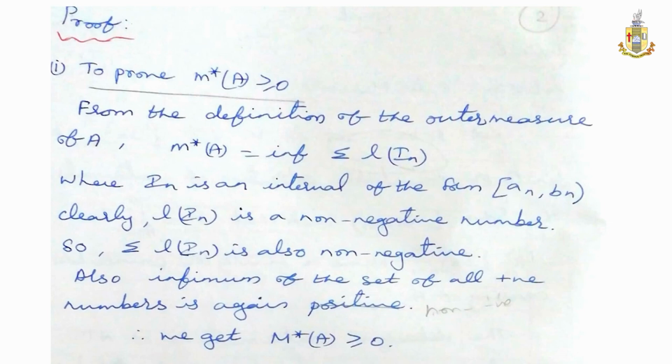First portion, to prove m star of A is greater than or equal to 0, from the definition of the outer measure of A, we know that m star of A is equal to the infimum of summation L of In. And In is an interval of the form closed [an, bn]. So the length of this interval will be a non-negative number. So taking summation of L of In is also a non-negative number. And taking the infimum of the set of all non-negative numbers is again a non-negative number. Therefore, we get m star of A is greater than or equal to 0. This proves the first subdivision.